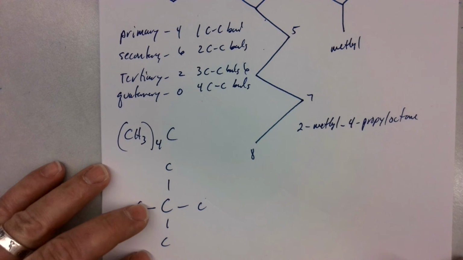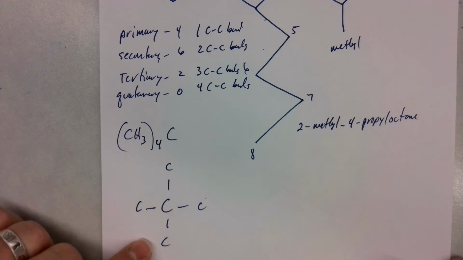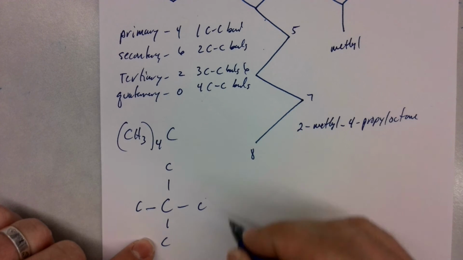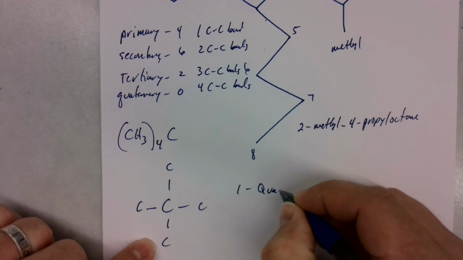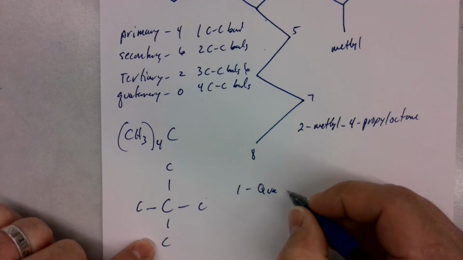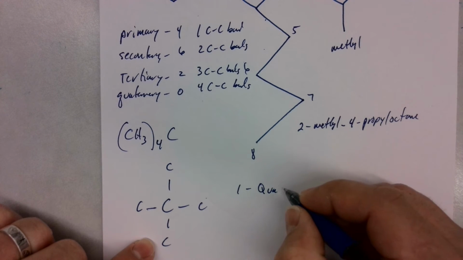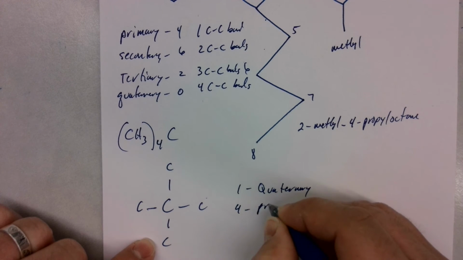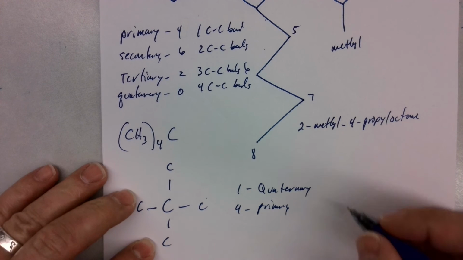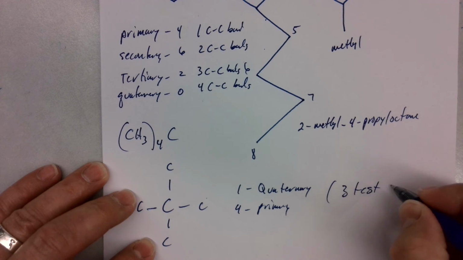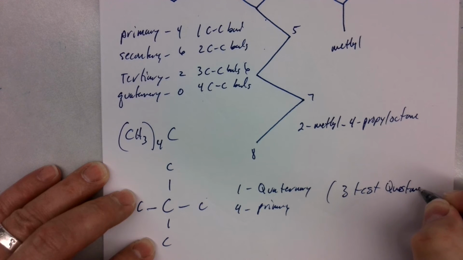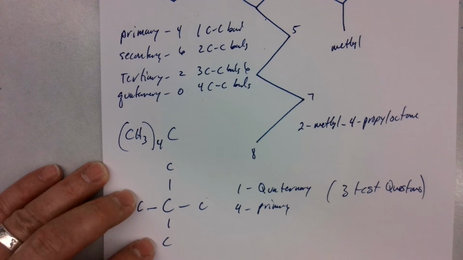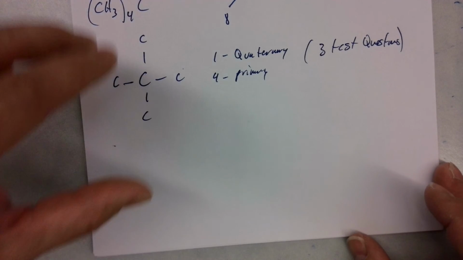So just looking at it, that'd be 1 quaternary and then 4 primaries? Exactly. 1 quaternary, 4 primaries. Quaternary, which is kind of hard to say, and then 4 primary. And there are like 3 test questions on that. That should be a free 3 points. So all you gotta do is count them up. I just thought that was a good time to throw that in there.